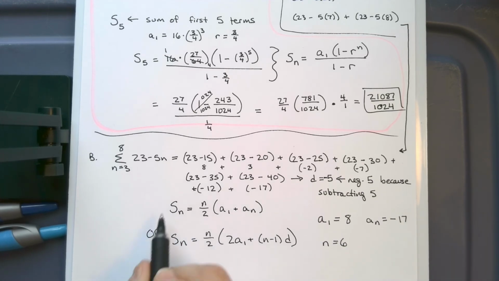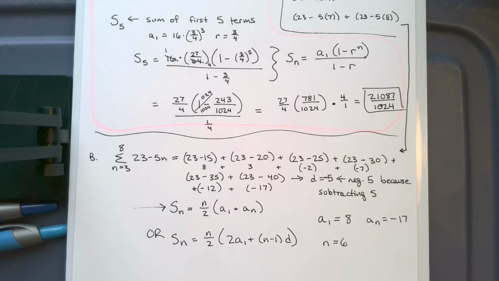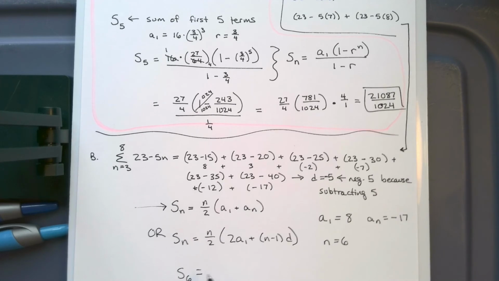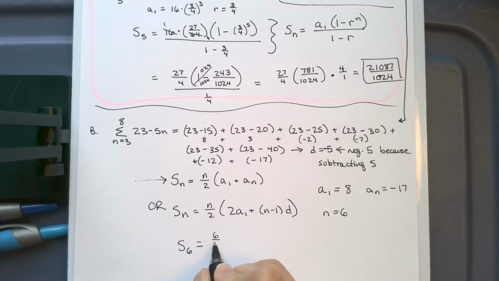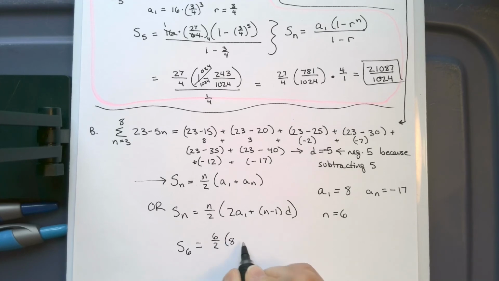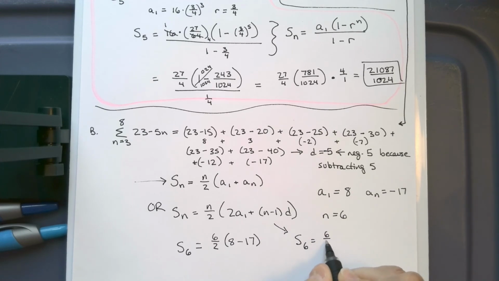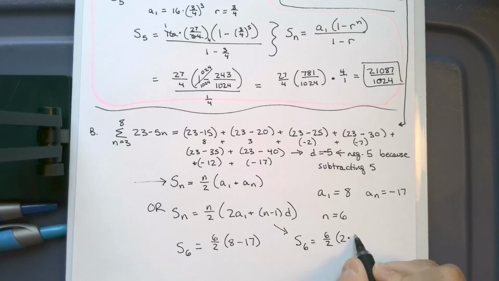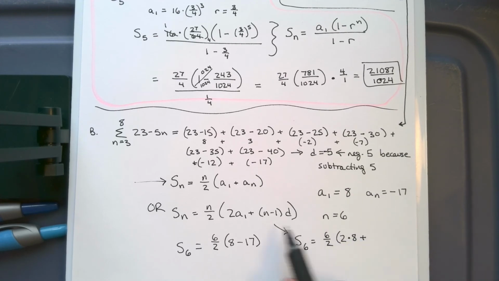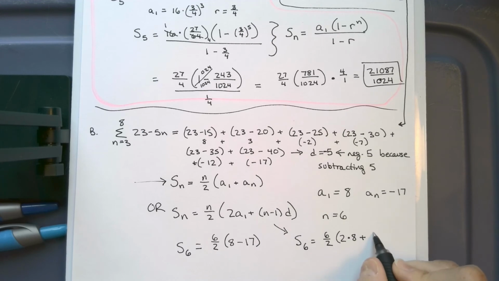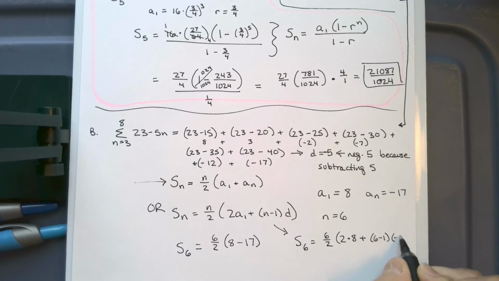I'm going to use this one because it's a little simpler. It's shorter. So if I use that formula, the sum of these 6 terms is going to be 6 over 2 times 8 minus 17. 8 being the first term, negative 17 being the last term. If I use the second formula, it would say n sub 6, 6 over 2, 2 times 8 plus n minus 1, so 6 minus 1 times negative 5.